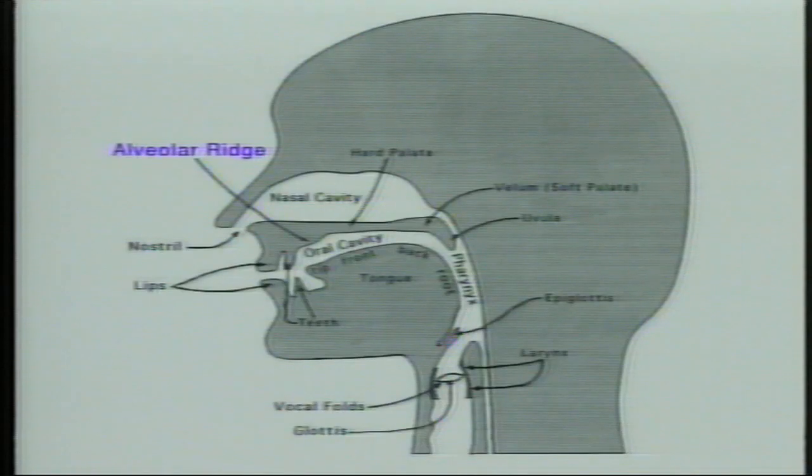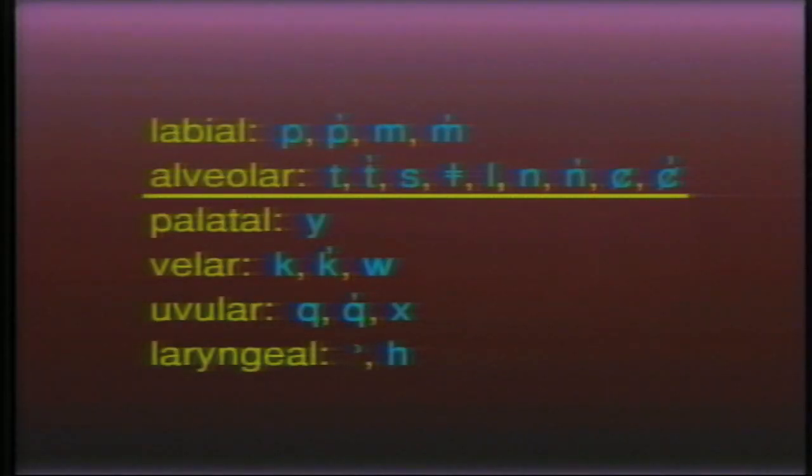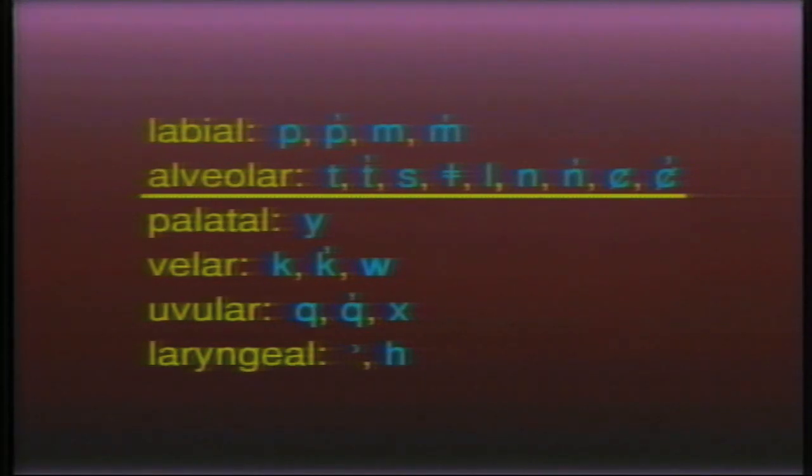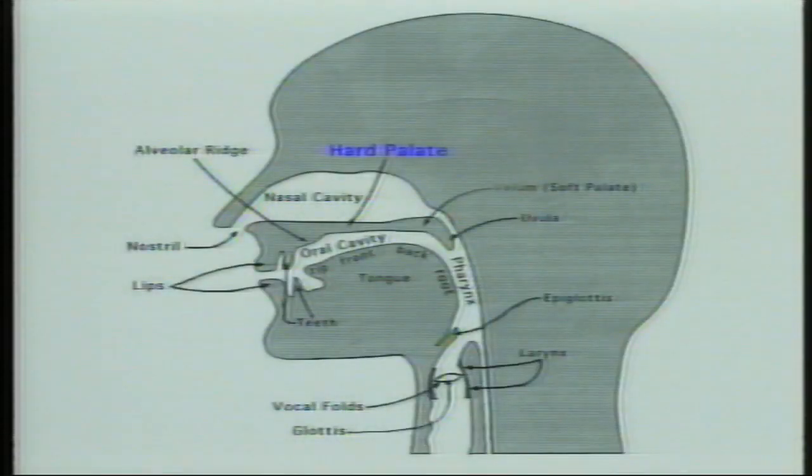The next place that sounds are made is the alveolar ridge. If you take your tongue and move it behind the teeth, there's a ridge there called the alveolar ridge. The next set of sounds are made at that point. They're the T, glottalized T, S, the Kootenai barred L, N, glottalized N, C, and glottalized C. Next, there's the palate, the hard palate behind the alveolar ridge, and that is where the Y sound is made.